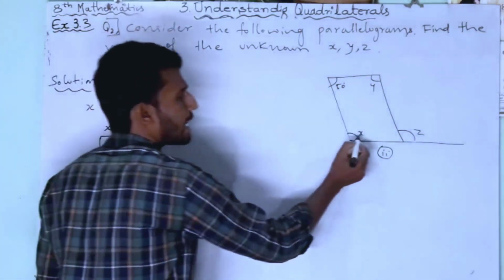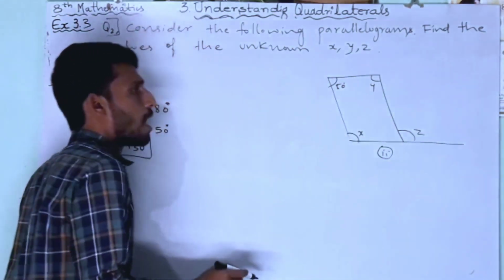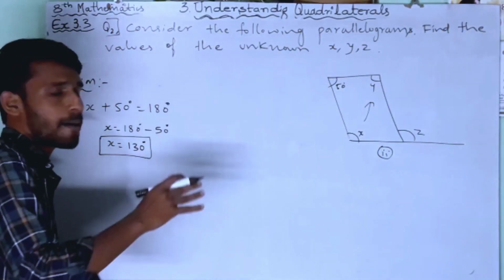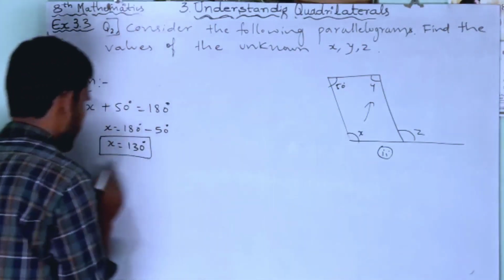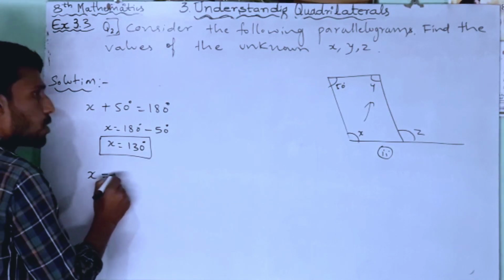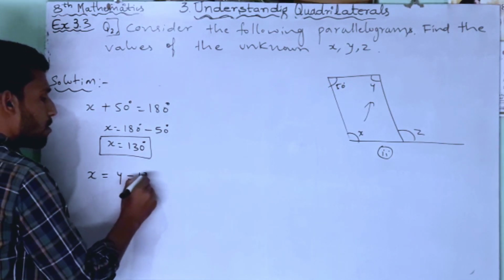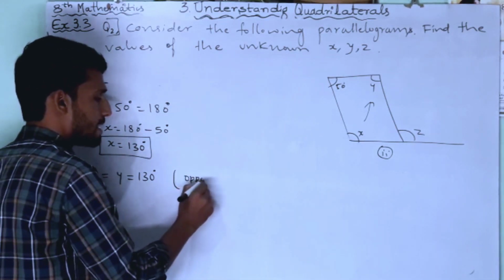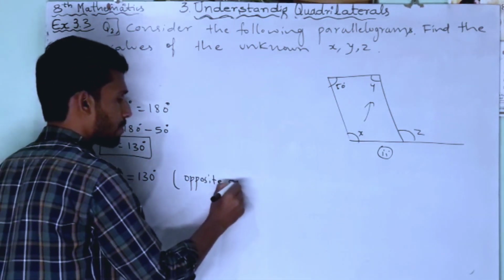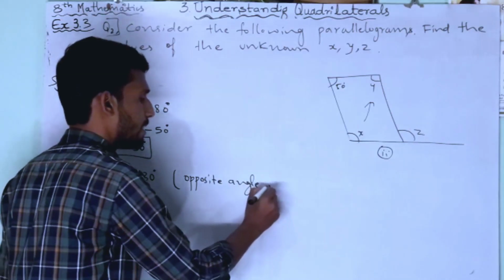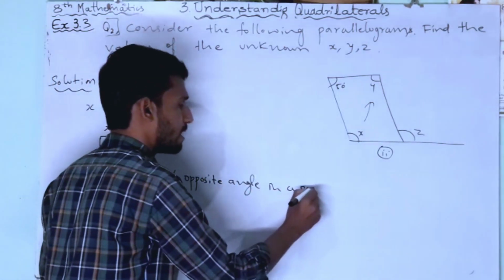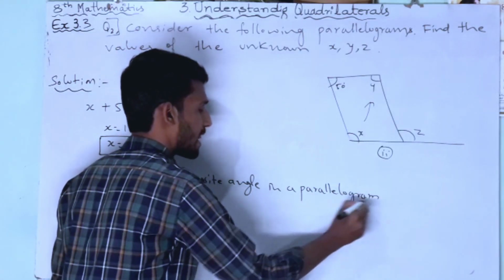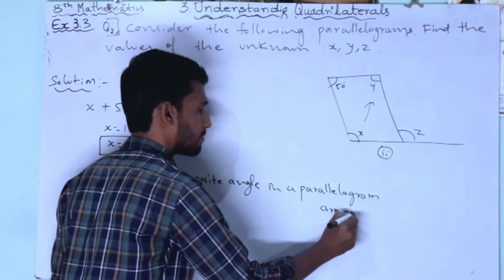Now if angle X is 130 degrees, opposite angles in a parallelogram are equal. Now we can write X is equal to Y, that is also 130 degrees, because opposite angles in a parallelogram are equal.